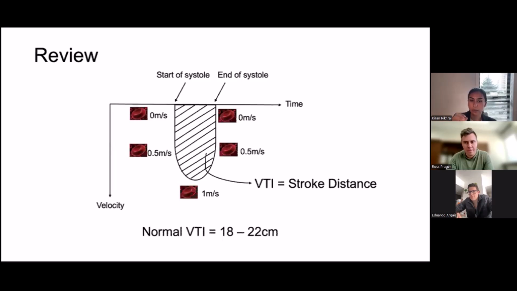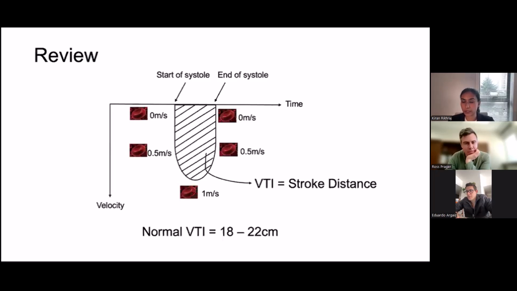So then what is a normal VTI? The normal VTI numbers that we tend to work with are 18 to 22 centimeters. What I really want to emphasize is that this is based on population averages. In normal circumstances, most people will have a VTI of 18 to 22. But your patient might have a slightly different VTI at baseline based on whatever underlying cardiac physiology they have, or their circumstances, say, whether they're pregnant or not. So their baseline VTI may be different.